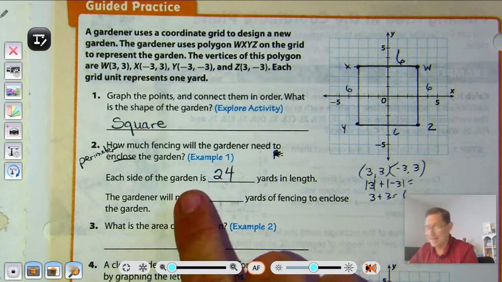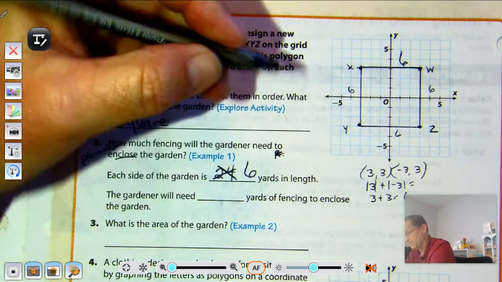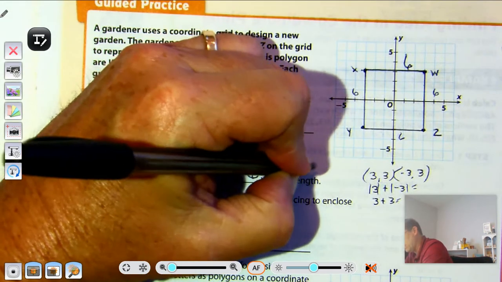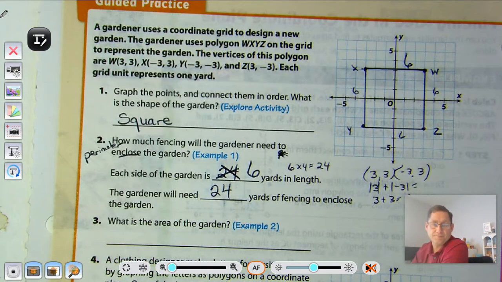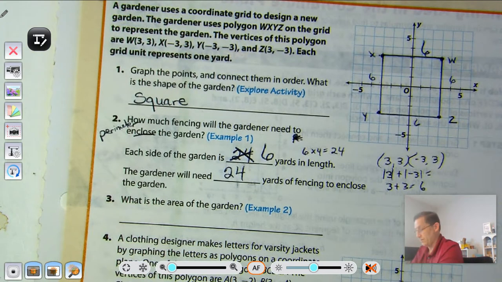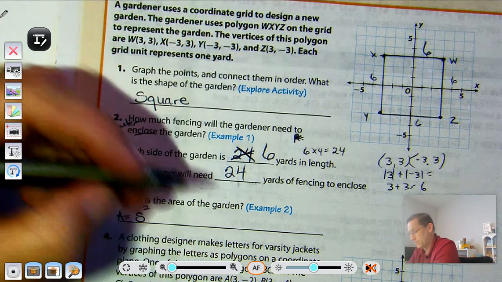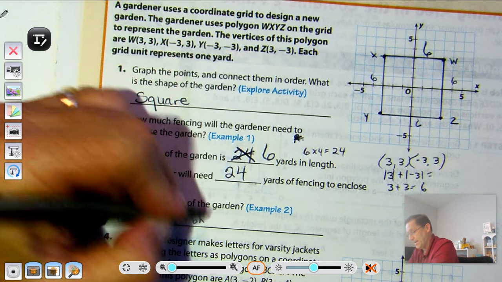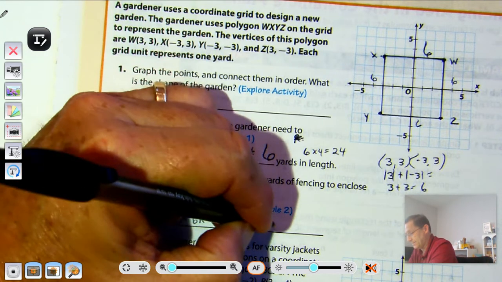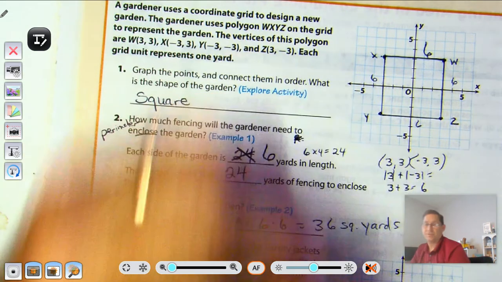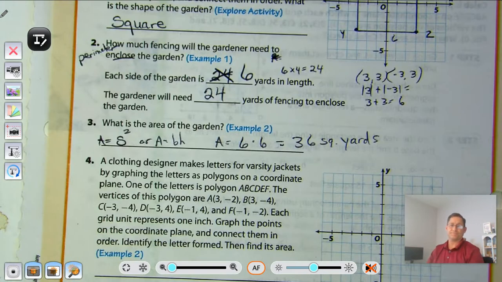Oh, no, I'm sorry. Each side of the garden is 6 yards. The gardener will need 24 yards of fencing, because all we have to do is go 6 times 4 to get the perimeter. So what's the area of the garden? Well, the area is s squared, or you could say area equals base times height. And in this case, it's 6 times 6, 36 square yards.